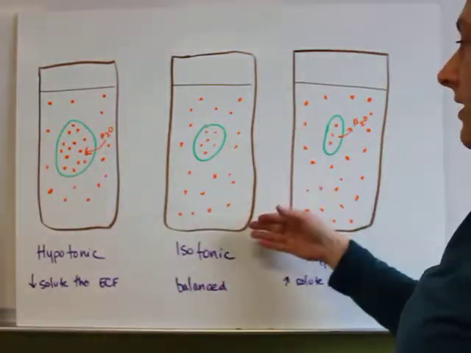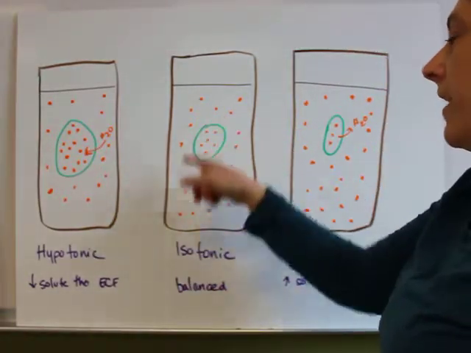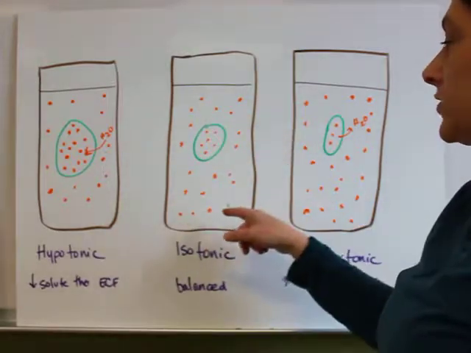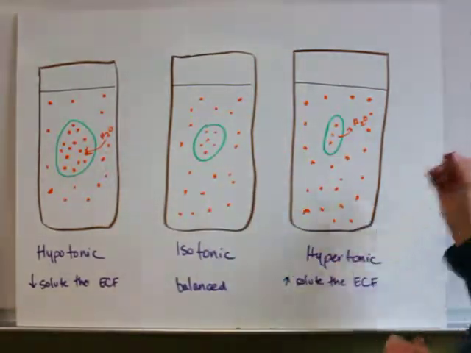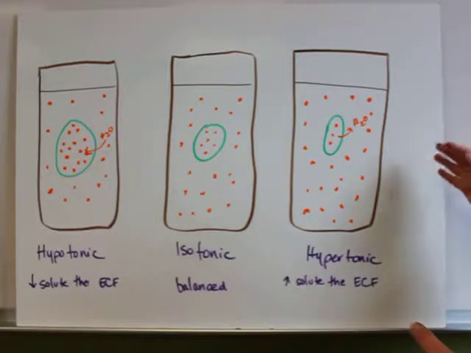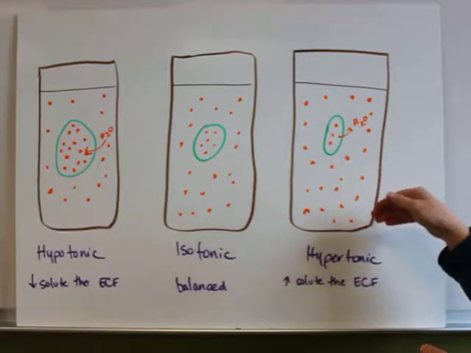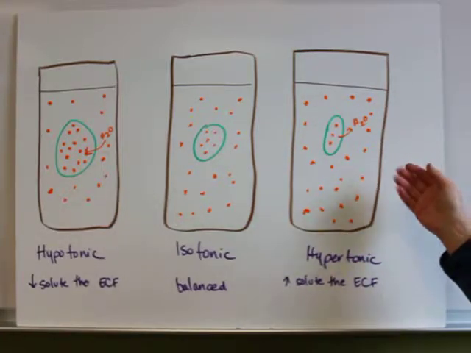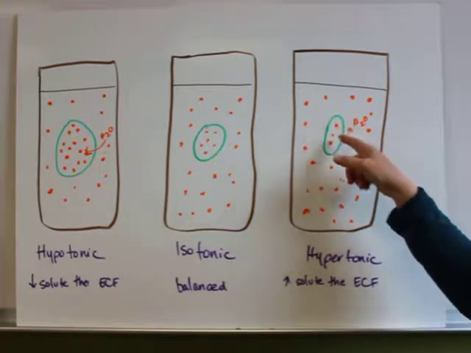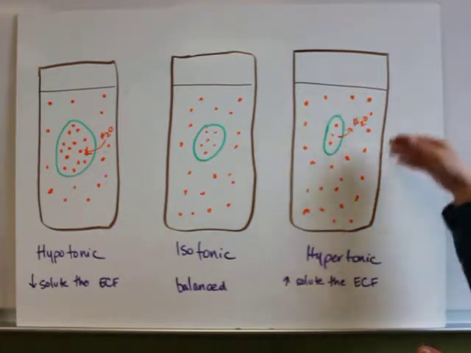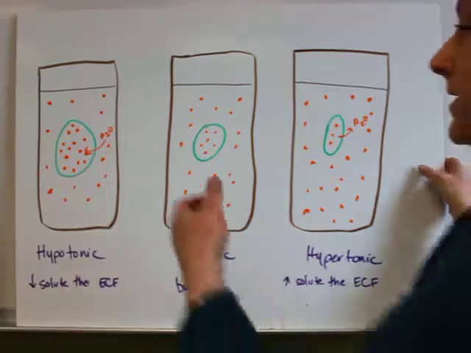Here's isotonic, which is where the cell and the extracellular fluid are balanced. And then we have hypertonic, and this is where there's a greater amount of solutes in the extracellular fluid, and then the water is coming out of the cell and into the extracellular space.